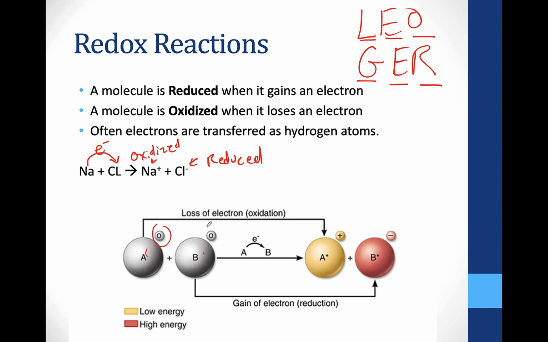This just means they're neutral. They don't have a charge. Molecule A is going to give an electron to molecule B. So which molecule is oxidized? Which one loses the electron? Right, A. And then which molecule is reduced? Which one gains an electron? B.